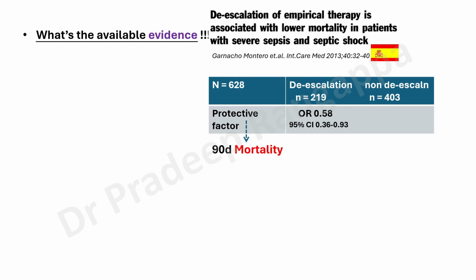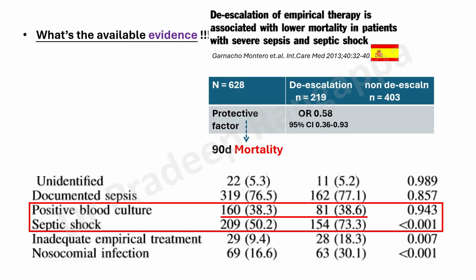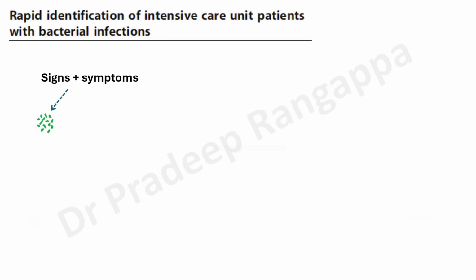And 90-day mortality showed a survival benefit in the group where antibiotics were de-escalated as opposed to the group where it was not de-escalated. Even in this particular study from Spain, the blood culture positivity was around 38%. So overall, in sepsis and septic shock, we can expect blood culture positivity in only 30 to 40%. That is something we need to keep in mind. This is a reference study which tells you that de-escalation saved more lives. And this study was published in 2013 from the Spain group.